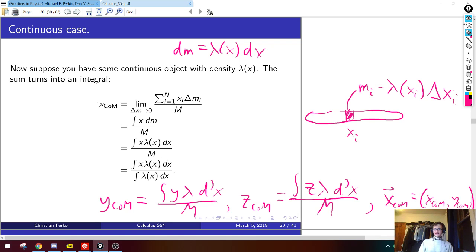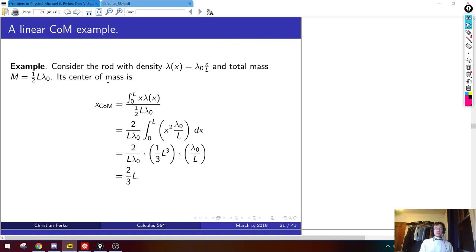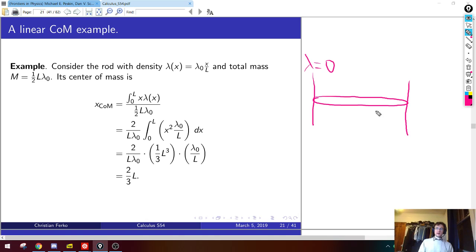Good. Still pretty simple. It's just a weighted average, but now in an integral. So let's go back to that rod example. Suppose you want to find the center of mass of this rod, where now the density is 0 on one end, and the density gets larger and larger until the density is lambda 0, some finite density at the other end.